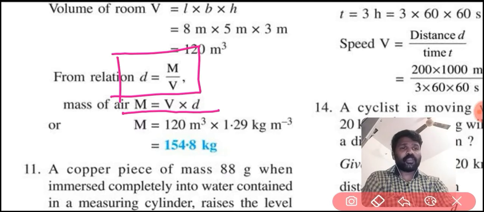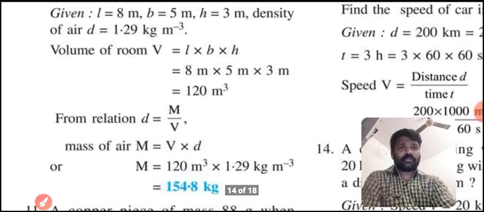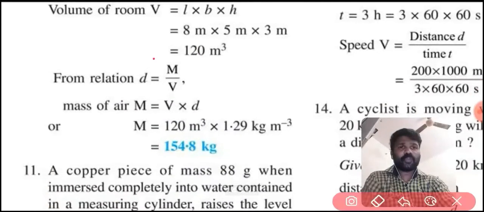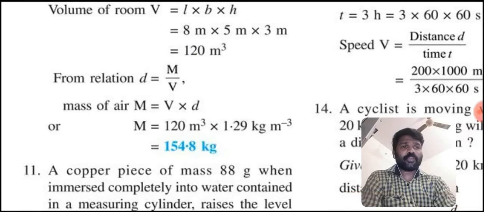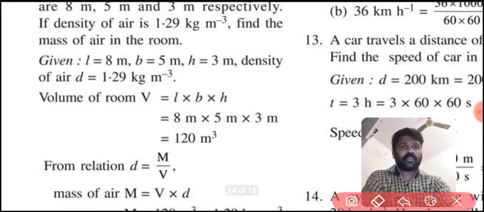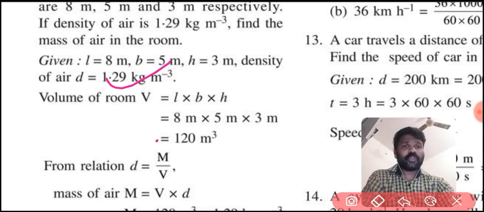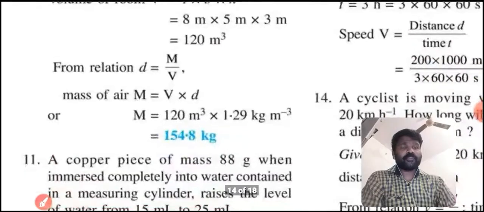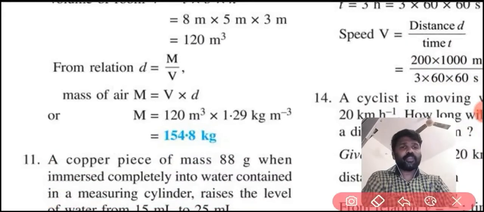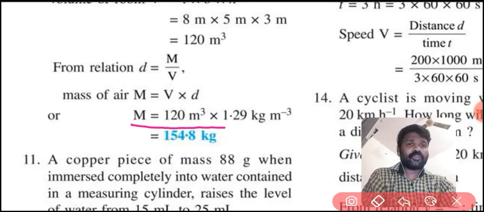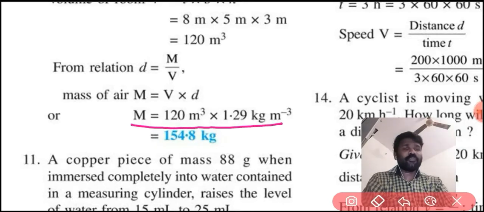Volume we already found here, that is 120 meter cube, and D is already given there, 1.29. Sorry, density, that is 1.29 kilogram per meter cube. Now we know the volume also. Then use the formula, that is V into D. Then we can write this as 120 meter cube into 1.29 kilogram per meter cube.